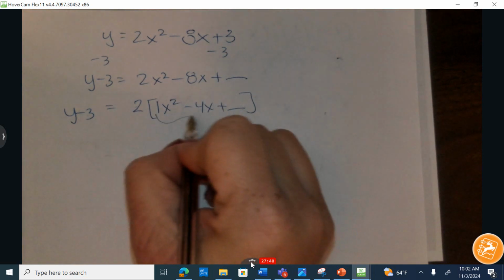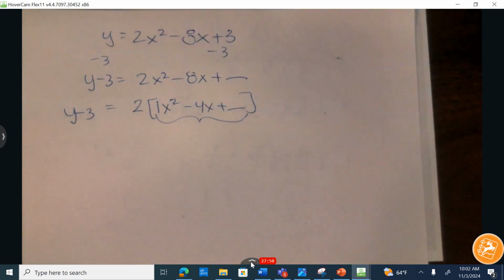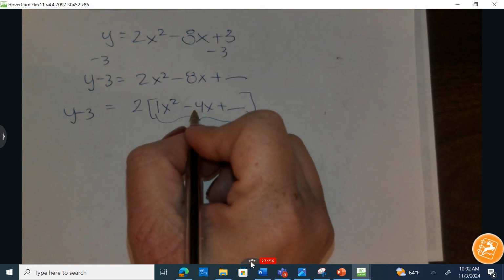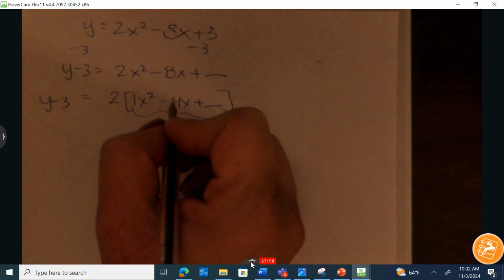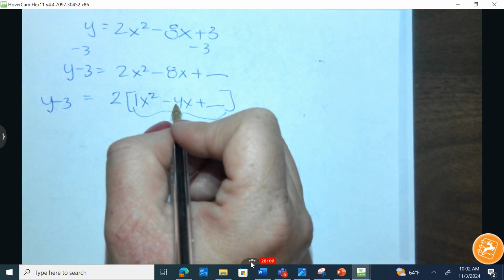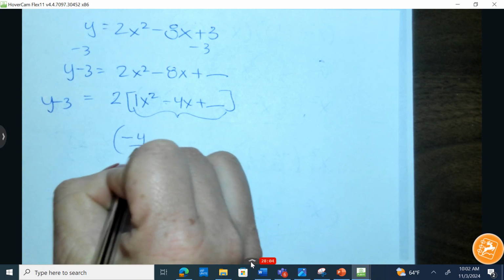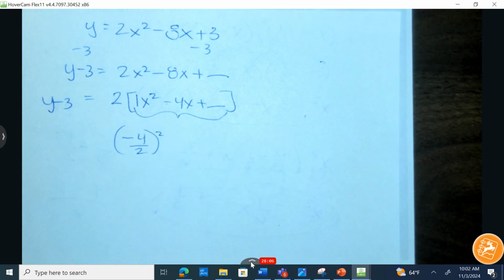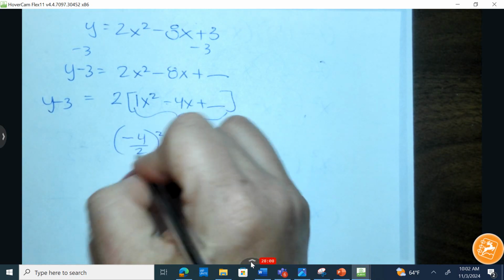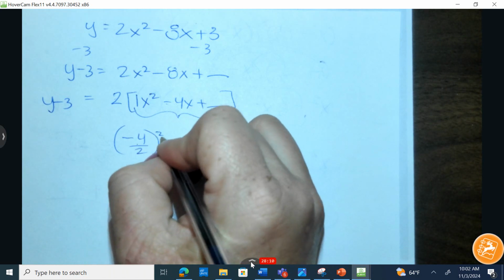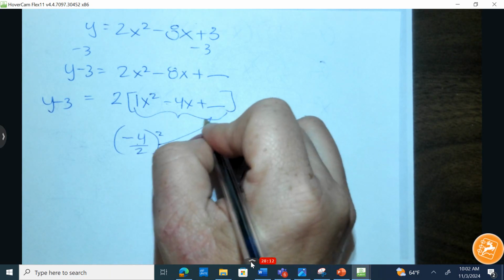Now we want to factor this in such a way, and you're going to see it, there's a shortcut to doing this. The shortcut is take whatever that b value is. In this case, it's a negative 4. I'm going to take negative 4, so include the symbol, always divide it by 2 and square it. Negative 4 divided by 2 is negative 2, but negative 2 times negative 2, or negative 2 squared, is a positive 4.